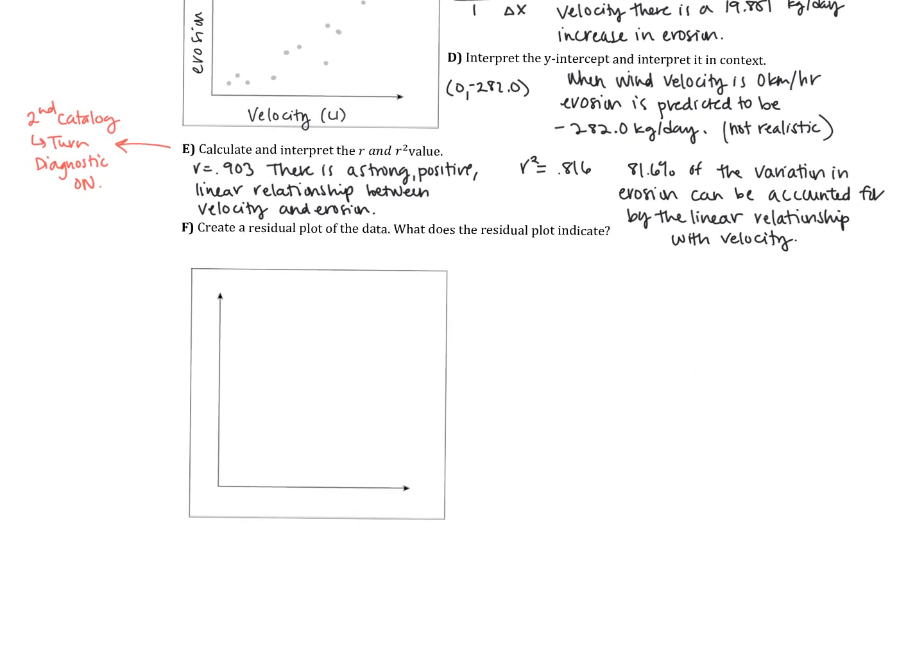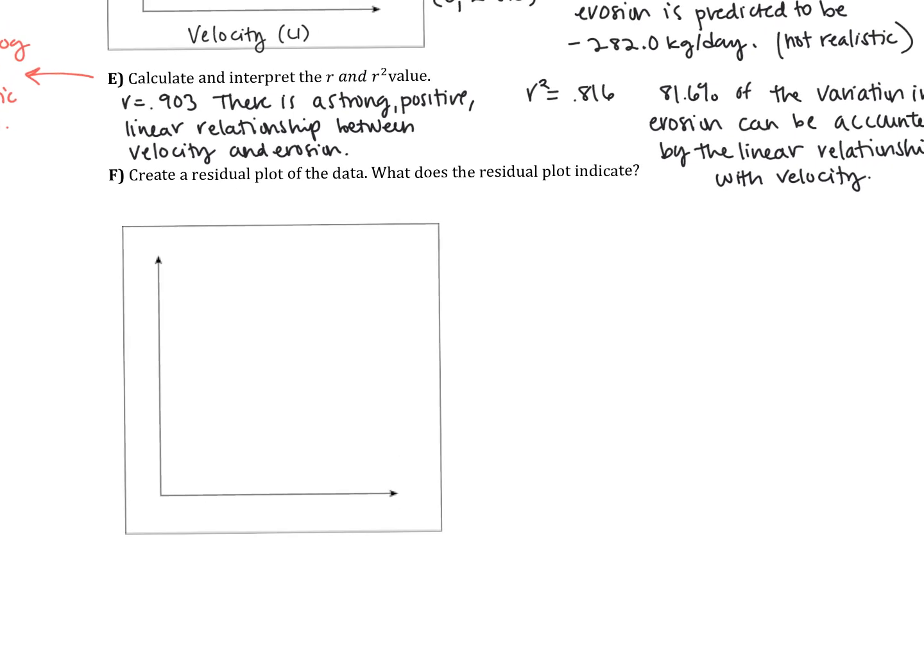Cool. Now we have to look at our residual plot. It says create a residual plot, and what does it indicate? All right. So right now in your calculator, you should have, in list 1, your x values. In list 2, you should have your y values. List 3, I want my y hat values, so I'm going to plug in my equation, negative 282.0 plus 19.851 times every x value in list 1. And list 4, I want my residuals, which is y minus y hat, list 2 minus list 3.